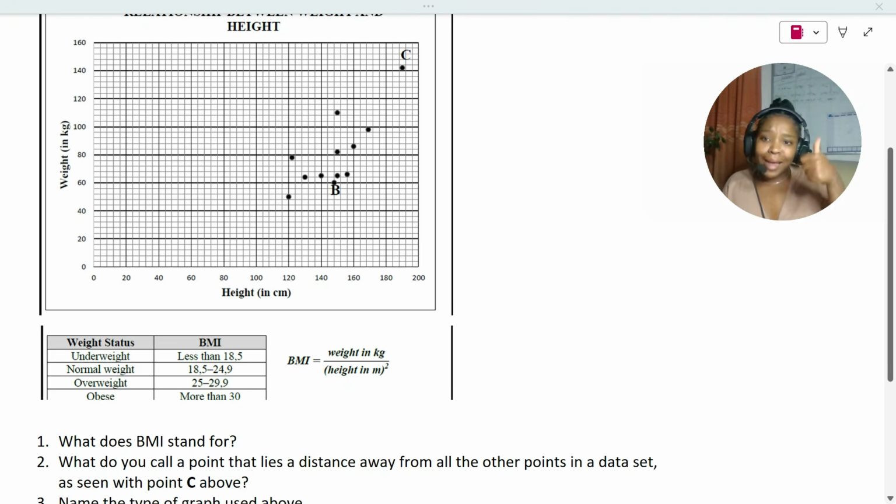Is this person underweight? Is this person normal weight? Is your weight considered normal for your body height and weight? Are you overweight? Are you obese? That is why we calculate BMI, so that we are able to determine that, so that you can make the necessary changes to improve your health.